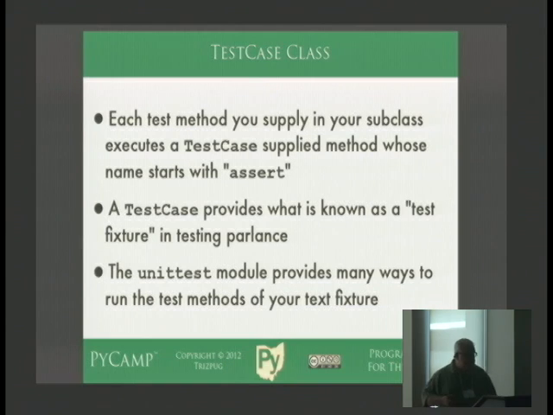Each of these test methods that you supply in your subclass will execute some other method that the TestCase class provides, and all these methods start with the string assert, A-S-S-E-R-T. So you provide methods that start with test, and within those methods, TestCase provides you with methods that you can call that say assert something. You subclass TestCase, you provide methods, and in return, TestCase provides you with methods to call within your test methods. When you write your subclass of it and instantiate that, this provides what's known as a test fixture in testing parlance.